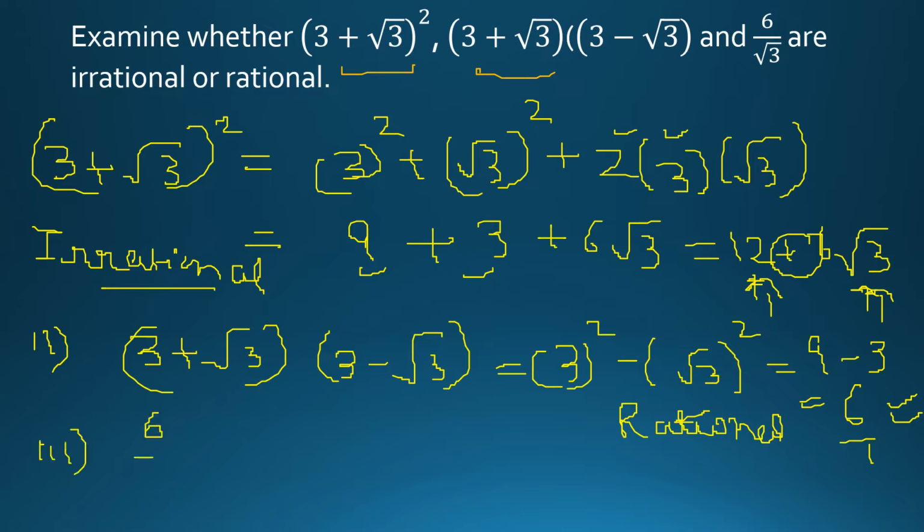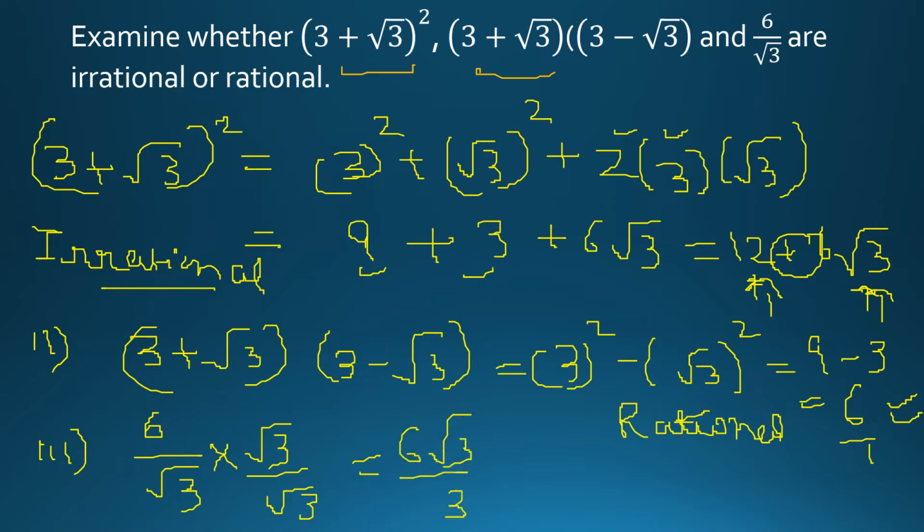Then third is 6 by root 3. You cannot leave a root in the denominator. So always rationalize it first. So it will give you 6 root 3 by root 3 times root 3, which is 3, if you multiply. So 3 1s are 3, 3 2s are 6. What have you got? 2 root 3, which is of course an irrational number. So this way you can examine whether a particular number is a rational or irrational number. Let's move on to the next part.